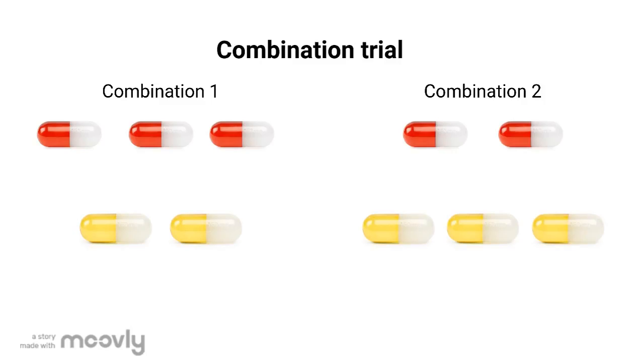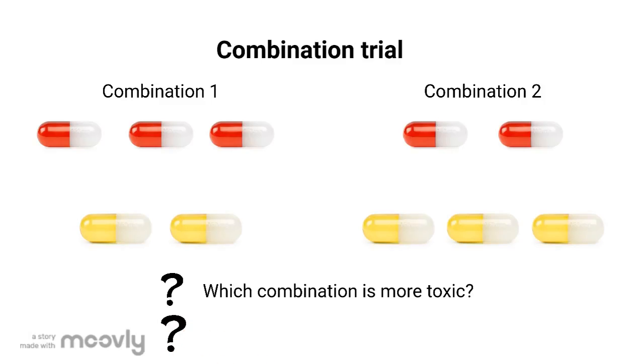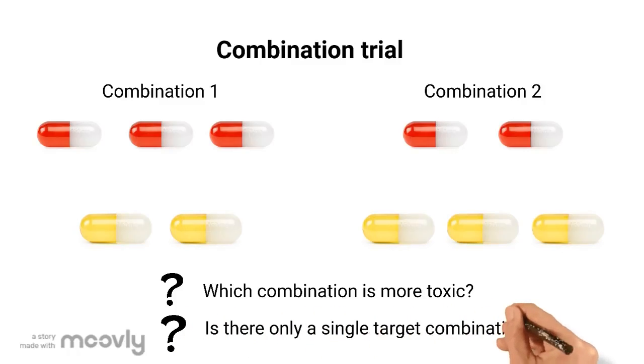In many trials, it's impossible to say before the study which of these effects is greater. Therefore, it's unclear which of these combinations is more toxic. Furthermore, it can happen that both of these combinations have the same maximum acceptable level of toxicity. Can we find in the study that both of them fit our definition? In fact, finding all possible combinations is a much more challenging task than finding a single one.